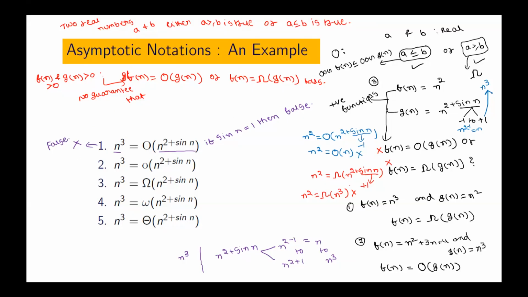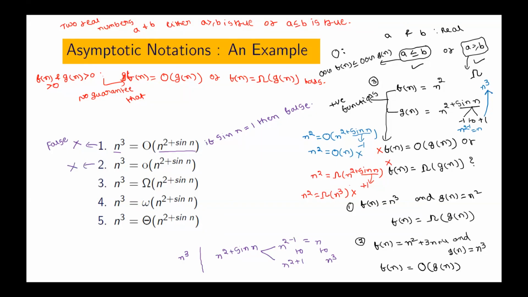What about the second one? False. It should be strictly, so it is again false.